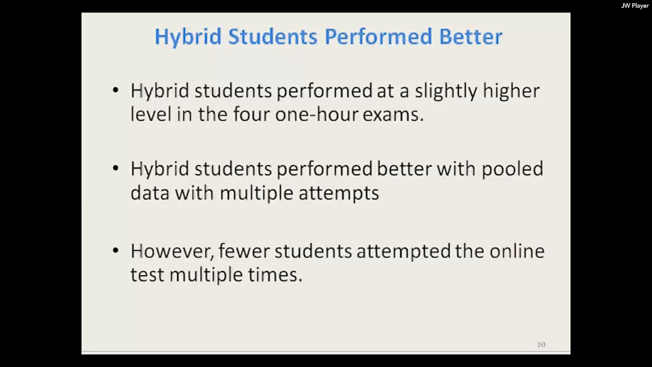As we saw in the last slide, the hybrid students performed better when the data was pooled with those multiple attempts. So why did I say yes and no then? Because if we did a paired t-test analysis, a statistical analysis, the difference was actually significant. So you'll think, oh yes, the hybrid students perform better. So why did I say yes and no? The reason is that fewer students attempted the online exams multiple times. Yes, the online exam helped their performance, but we only had fewer participants do these tests, as you'll see in the next slide.